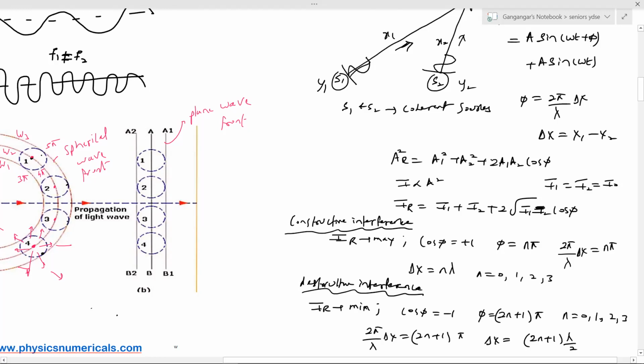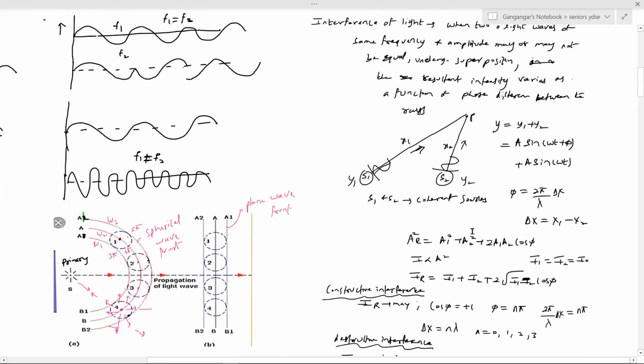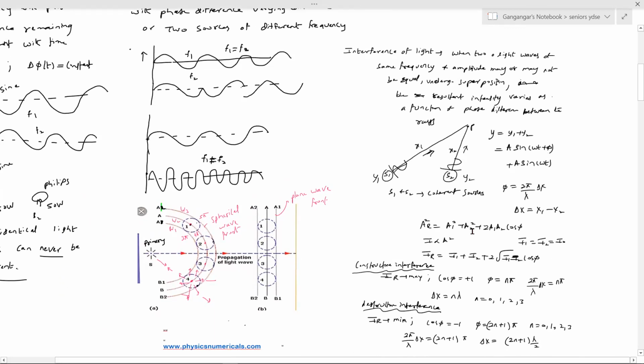If the path difference of the rays at point P is 2n plus 1 lambda by 2, it is destructive interference. If the path difference of the rays at point P is equal to n lambda, then it will be constructive interference. It all depends upon the phase difference of the waves arriving there. This was the interference you know from the waves and sound chapter, which I just made you recollect. Okay, fine. Interference of light: when two light waves of the same frequency, with amplitudes that may or may not be equal, undergo superposition, the resultant intensity varies as a function of phase difference between the rays. The phase difference depends upon the path.